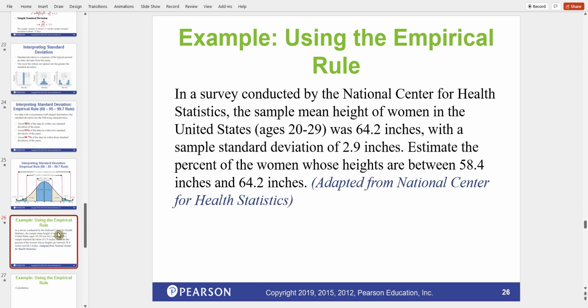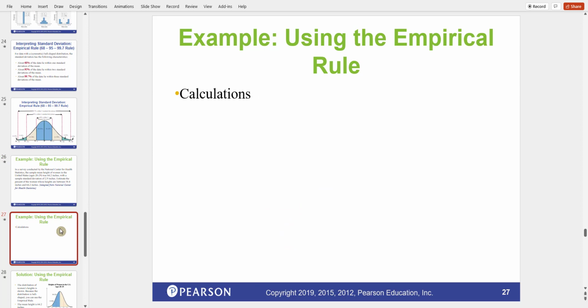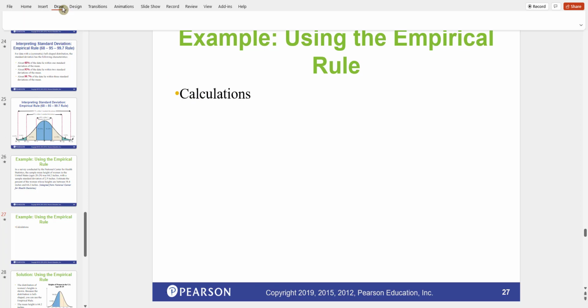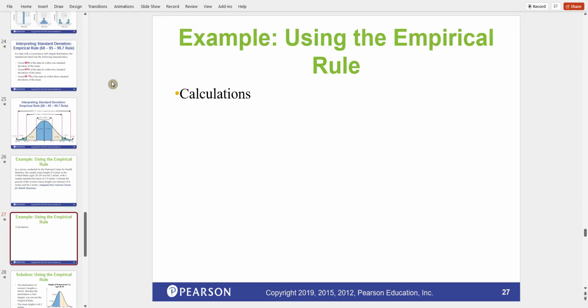So in this example, a survey was conducted by the National Center for Health Statistics. The sample mean height of women in the United States ages 20 to 29 was 64.2 inches with a sample standard deviation of 2.9 inches. We're going to estimate the percent of women whose heights are between 58.4 inches and 64.2 inches. Well, let's go ahead and calculate the standard deviations out. They told us that the mean was 64.2 and that the standard deviation is 2.9.